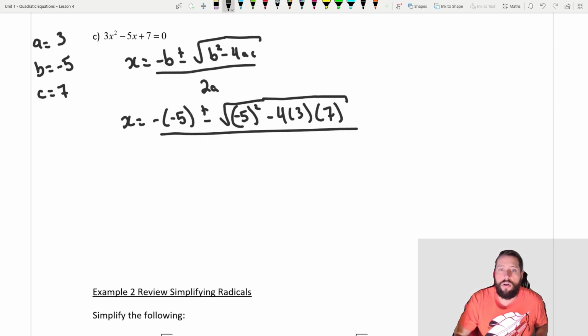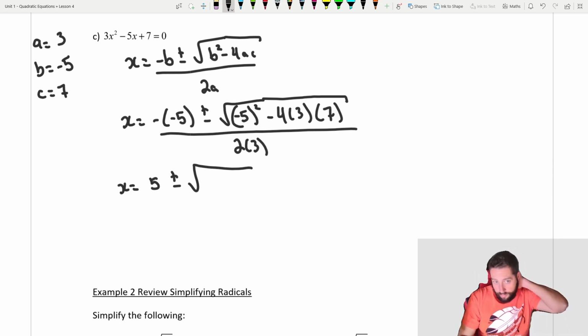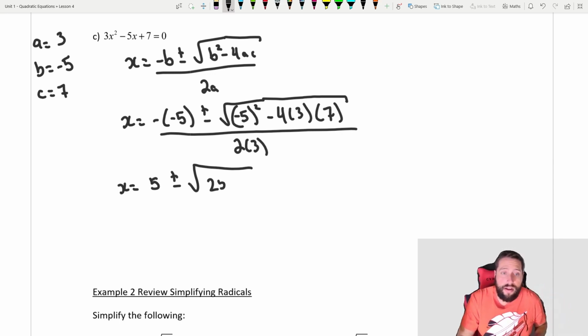And it's all over 2 times 3. So we have x is equal to 5 plus or minus the root of, well, negative 5 squared is 25. 4 times 3 is 12. 12 times 7, that should be 84. So that's going to be minus 84 all over 6.